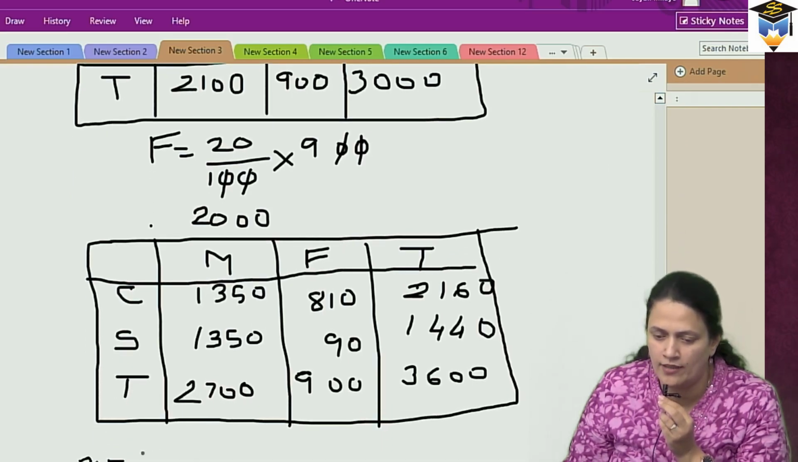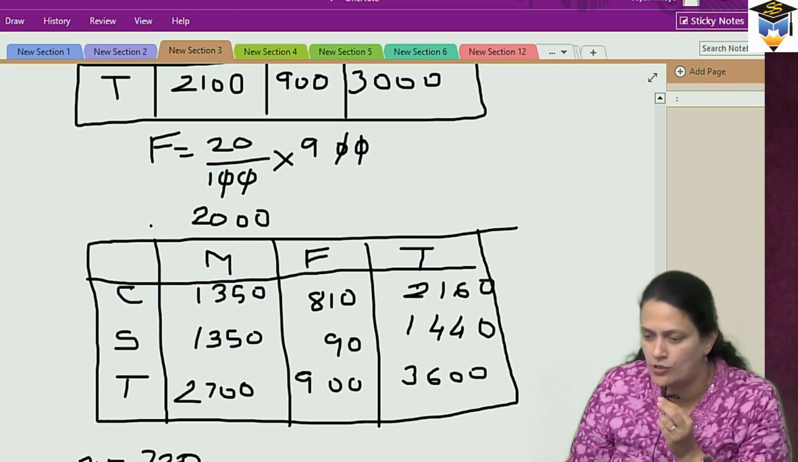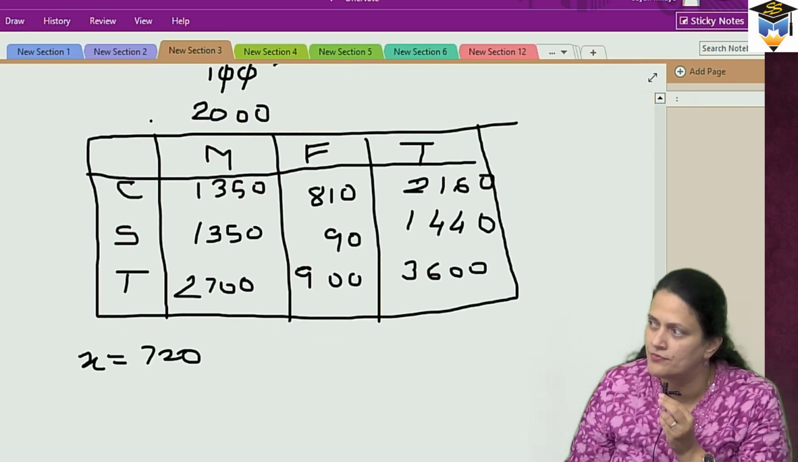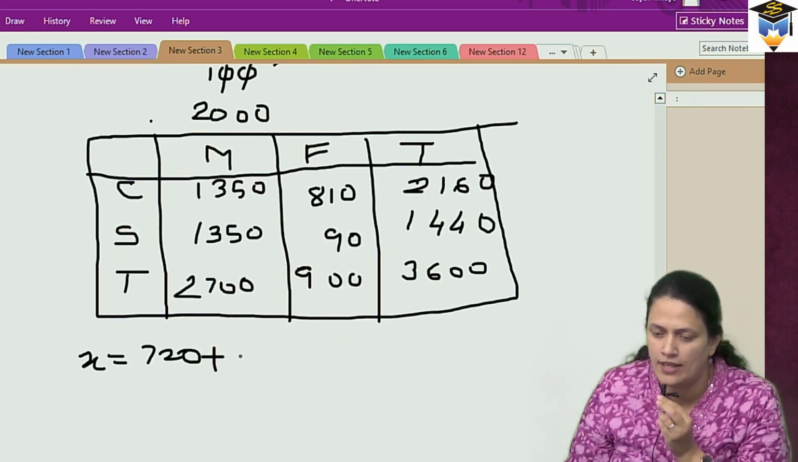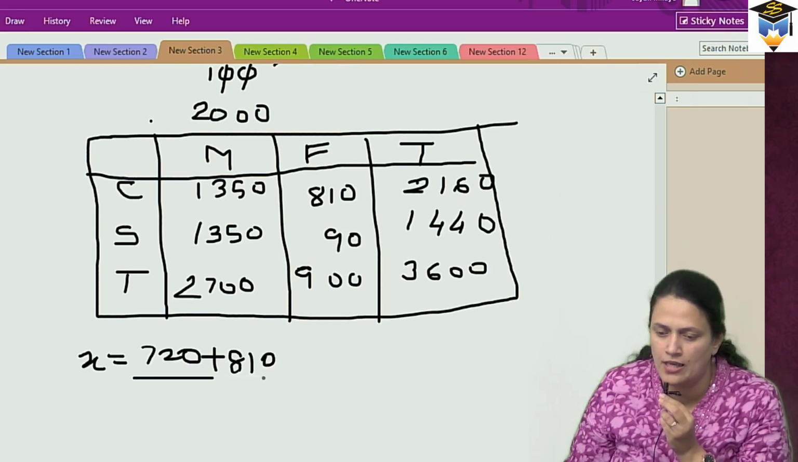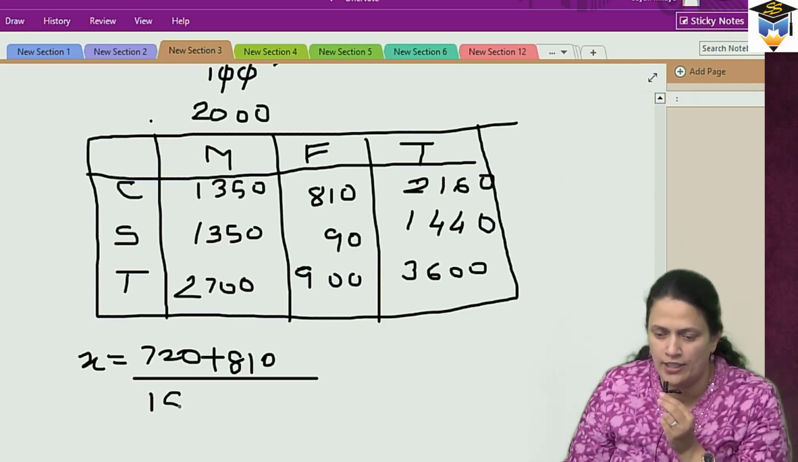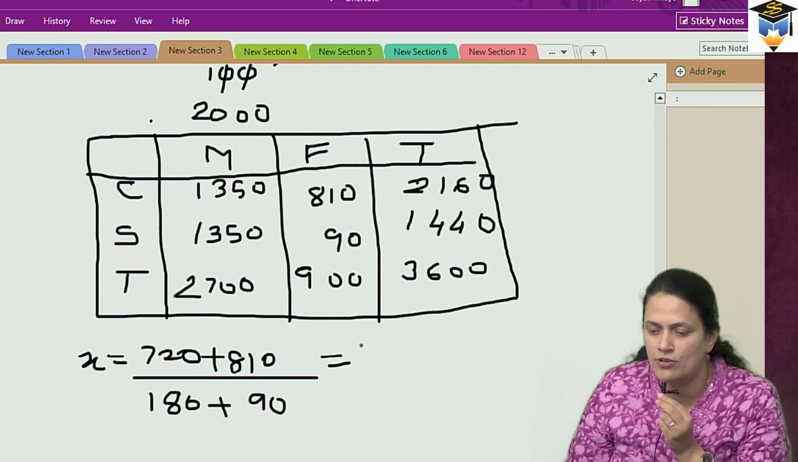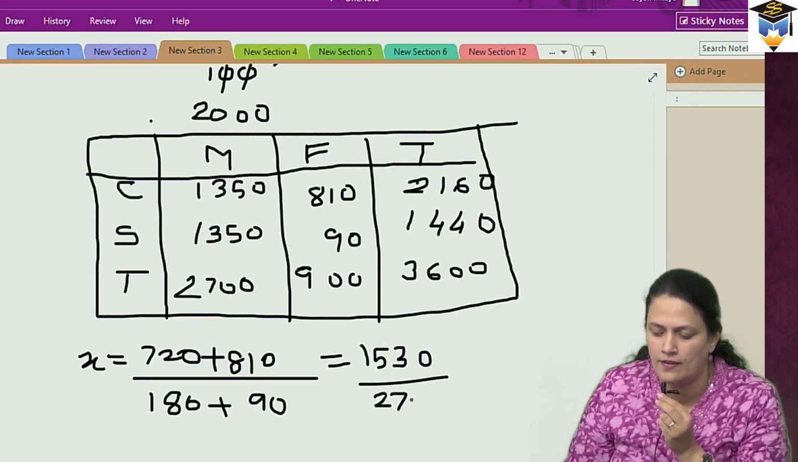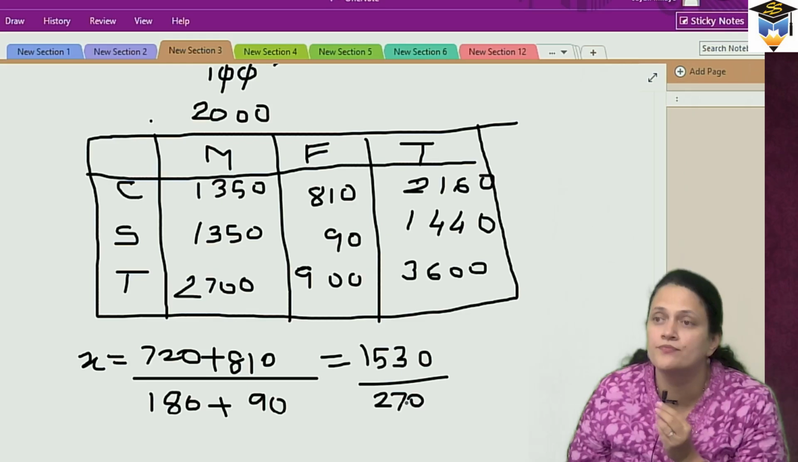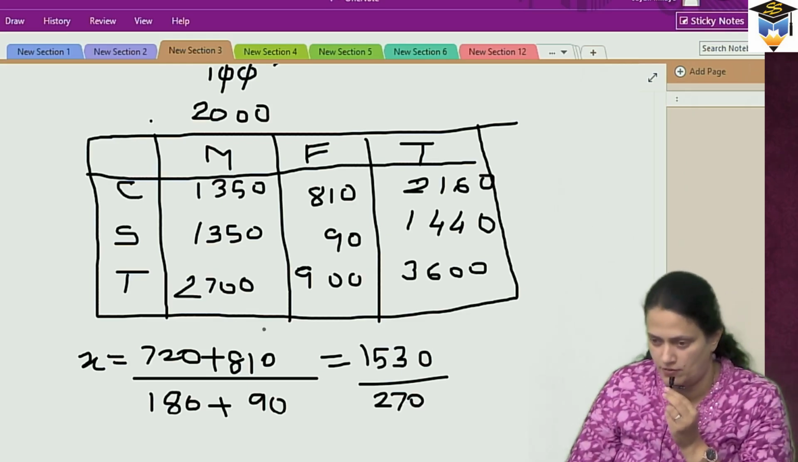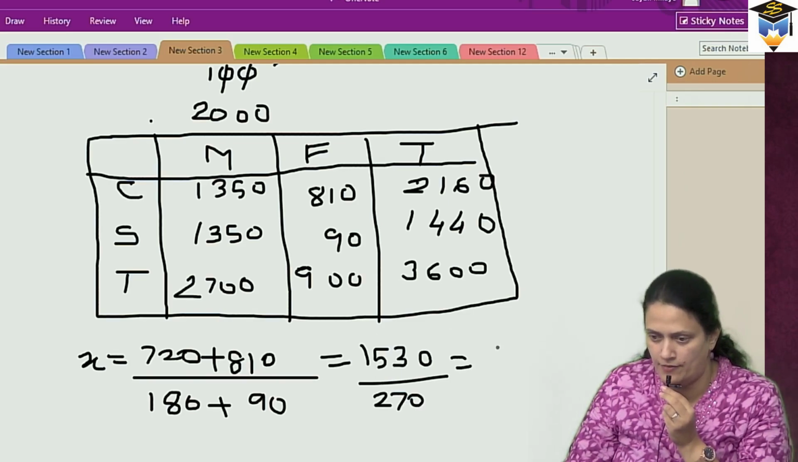So 720 plus 810 upon females who read science, that is 180 plus 90. So 1530 upon 270. Answer is, tell me, 5.67. So which is the correct option?